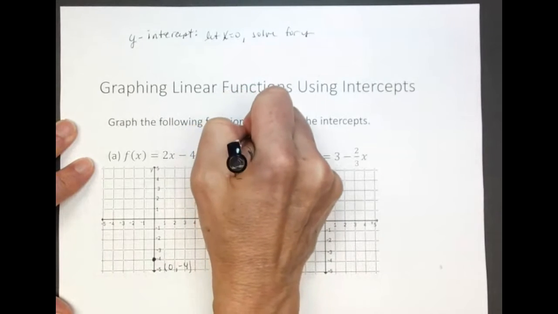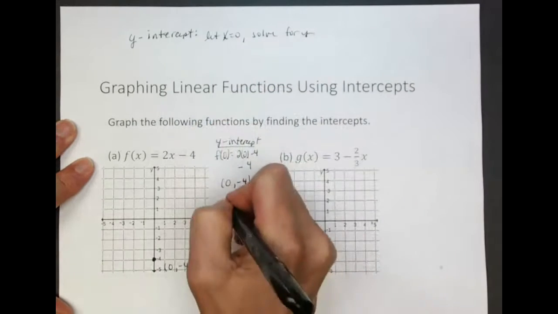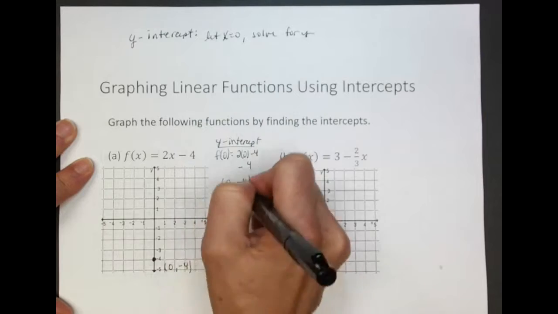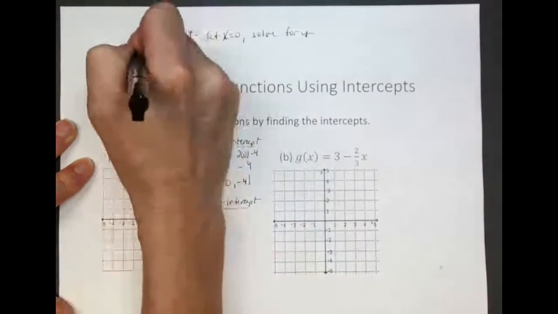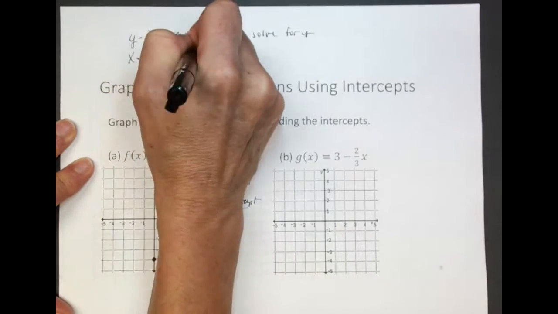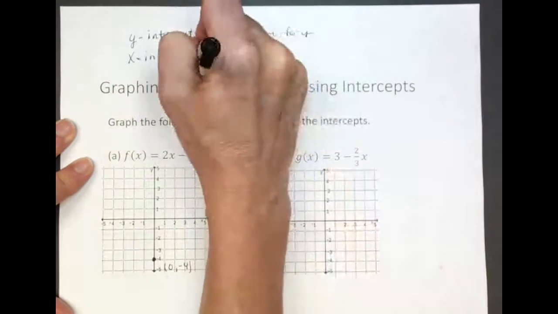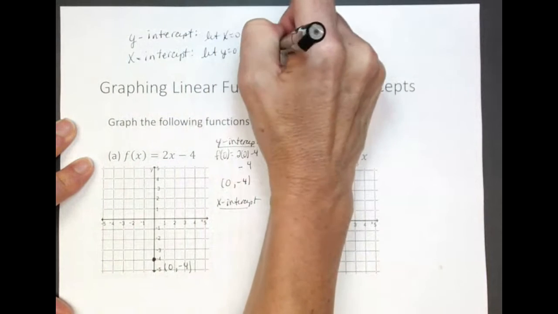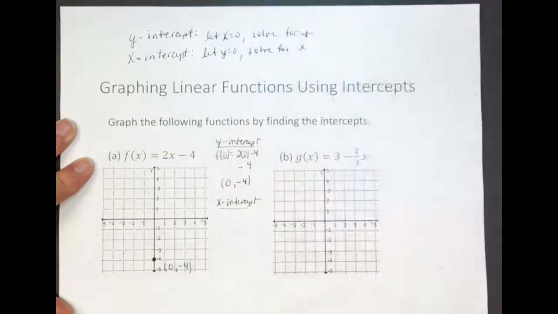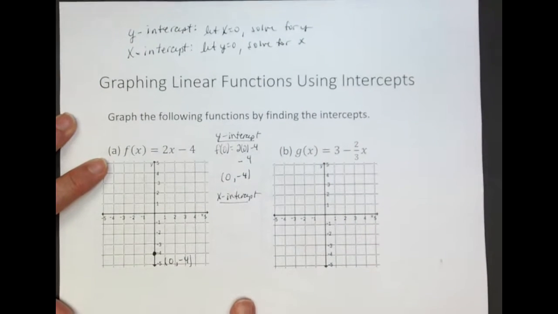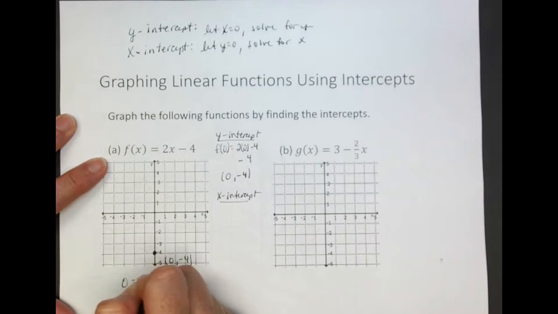To find the x-intercept, we want to let y equal 0 and solve for x. All right, so for this equation here, where would y be 0? Maybe we'll do that down here. We'll say 0 equals 2x minus 4.